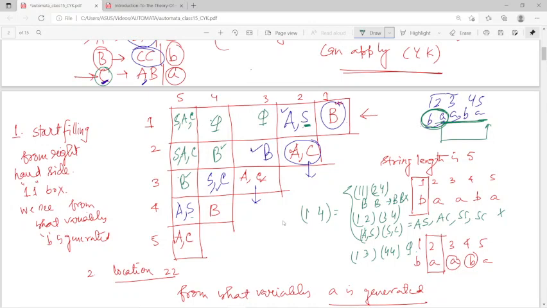From cell 3 4, that will also contain S, right? So 3 4 means AB. So the AB substring is also generated, right? How many substrings can be generated can also be found from that. It is not only that when the first cell contains S, that particular string can be generated by the grammar.